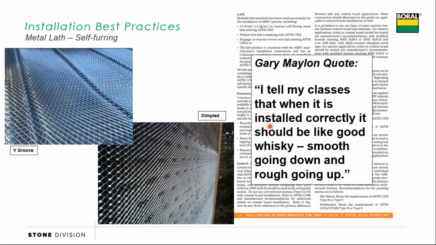Gary Malin, who was a part of the stucco industry for a long, long time, I think has a much easier to remember and a lot more entertaining quote on how to tell. If your metal lath is installed correctly, it should be like a good whiskey. It should be smooth going down and rough coming up. So as you run your hand down the lath, it should feel smooth. Bring your hand back up, it should feel a little bit like a cheese grater.